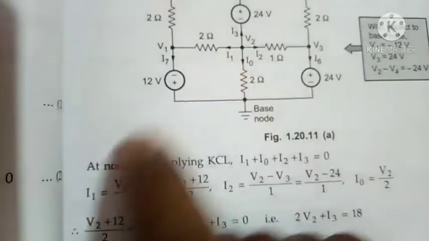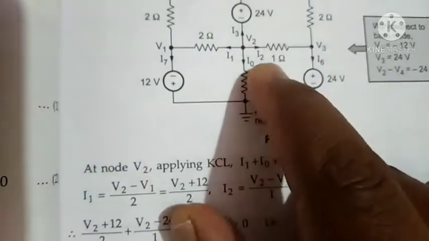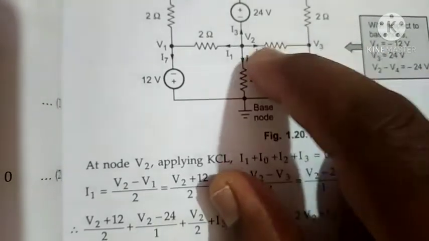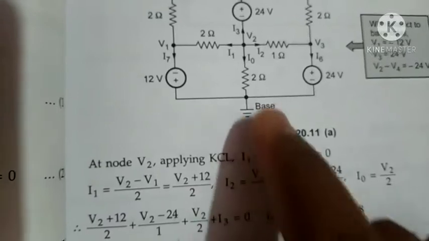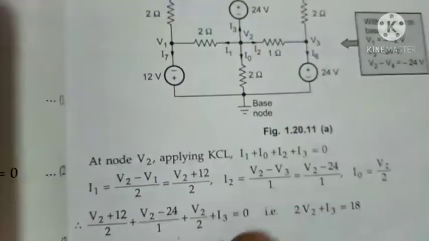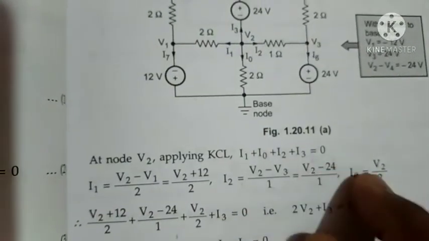So (V2 minus V1) by 2 is I1. Okay, so next is I0. I0 is connected between V2 and ground. So (V2 minus 0) by 2 is equal to I0. So we got I0, that is V2 by 2.